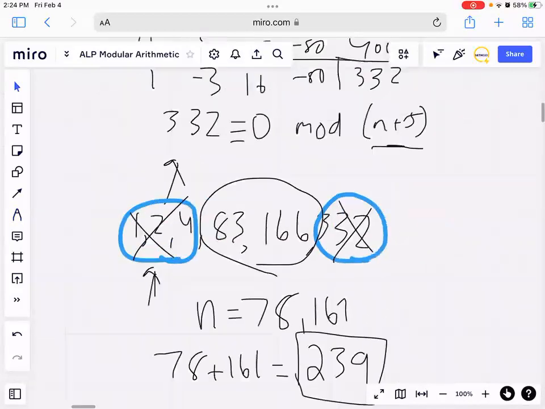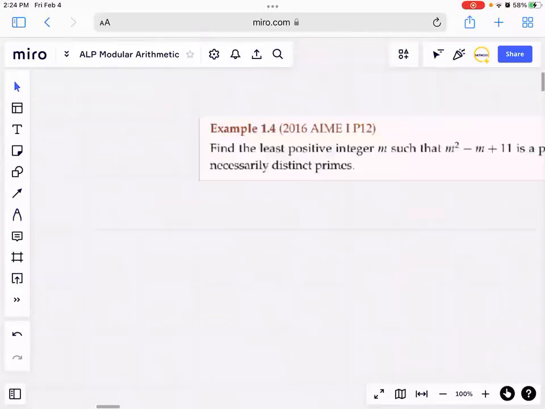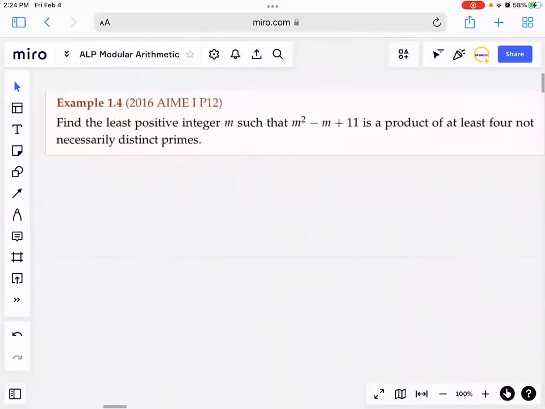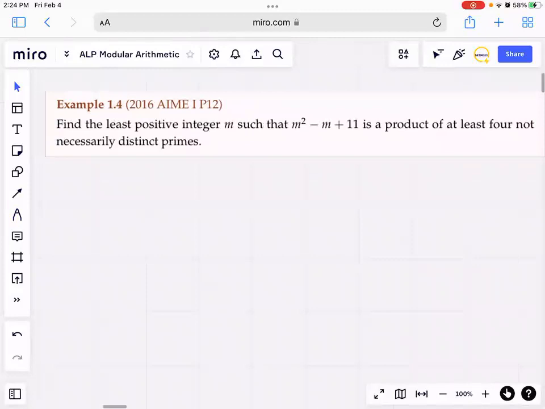Heading on to our last problem for this video. We have problem 12 from the 2016 AIME 1. And this problem is asking us to find the least positive integer m such that m squared minus m plus 11 is a product of at least 4 not necessarily distinct primes.